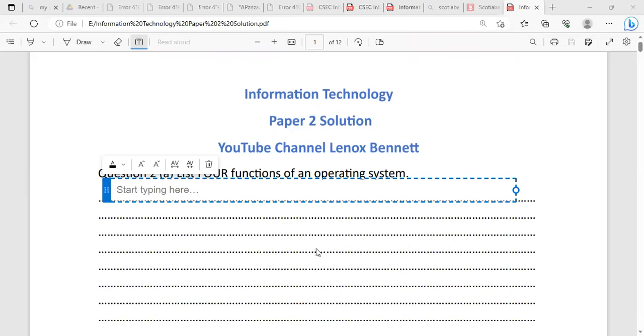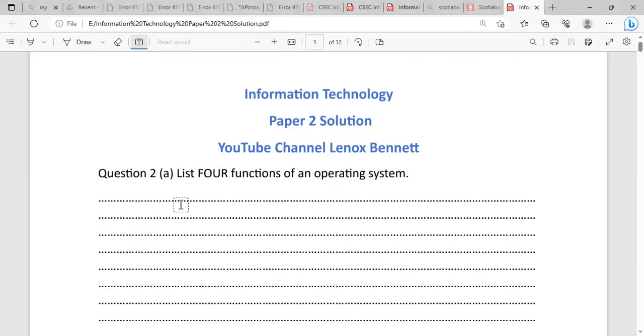Let's go. All right, so it says, question, list 4 functions of the operating system. What I want you guys to do, before I do the solution, is type in what you think is the solution, and then you can go.